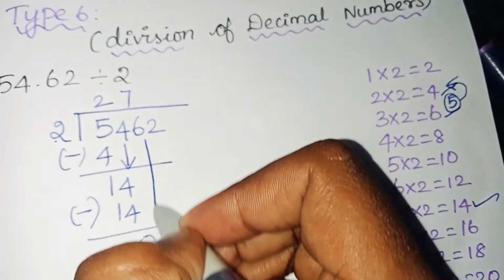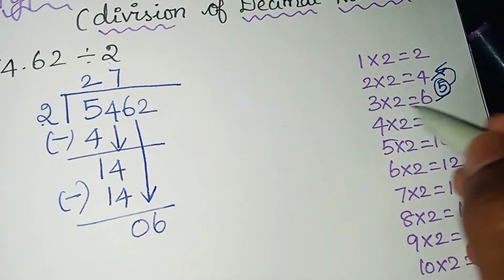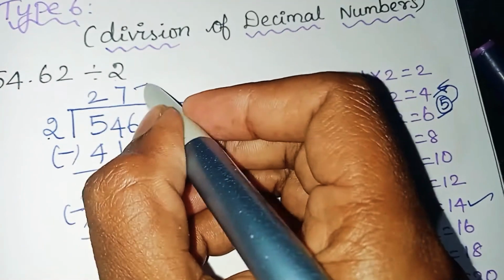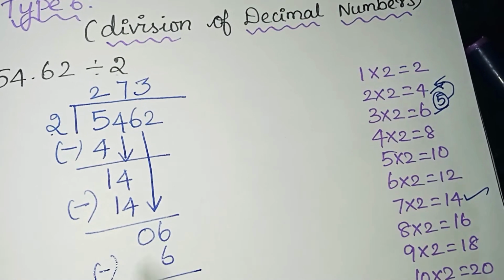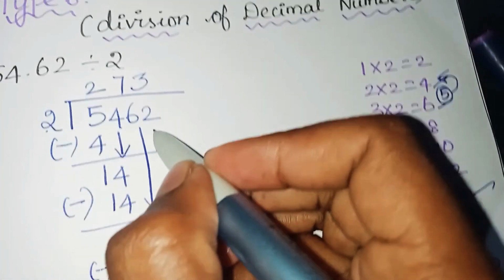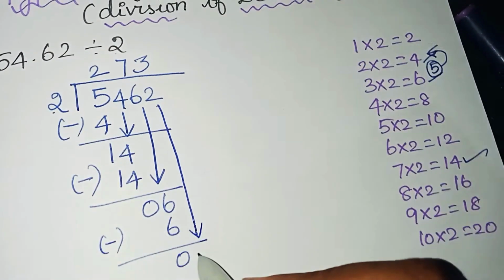Next step is you have to bring down third digit 6. We get 6 directly. How many 2s are 6? 2 into 3 we get 6. Next step is subtraction. 6 minus 6, 0. Then next step is you have to bring down 2.